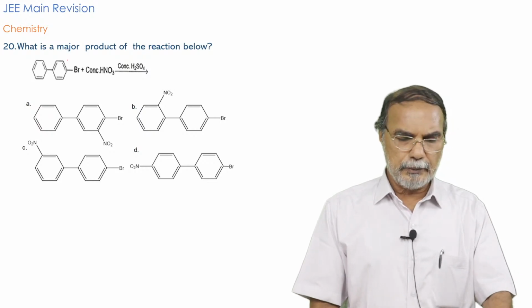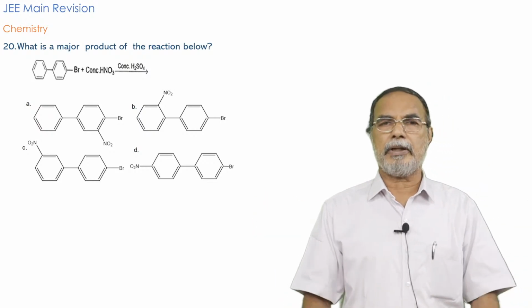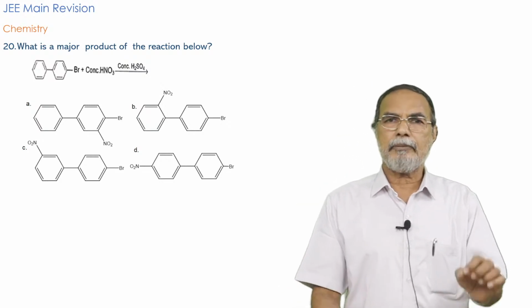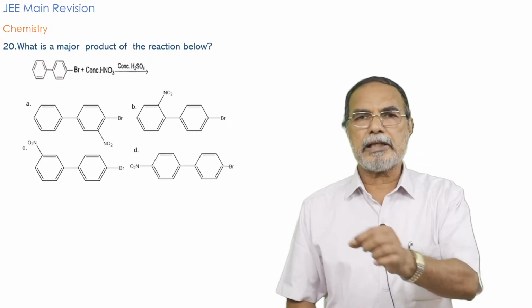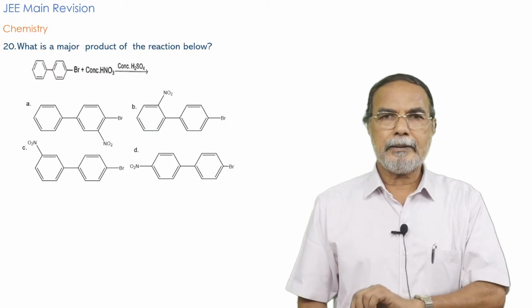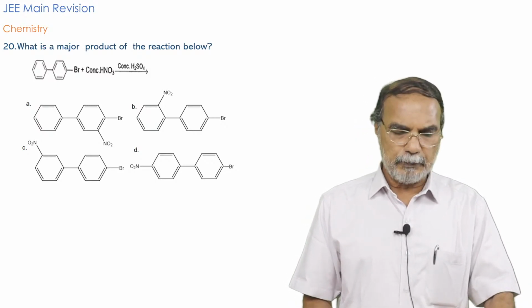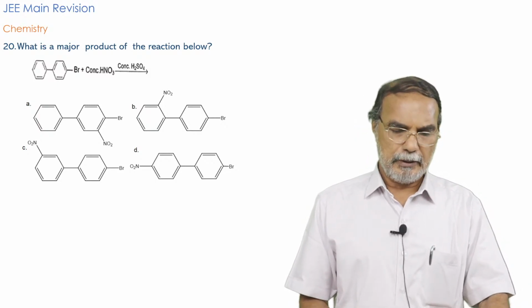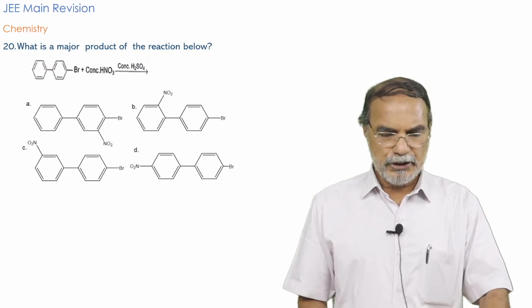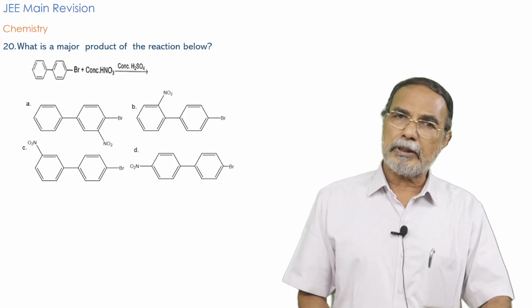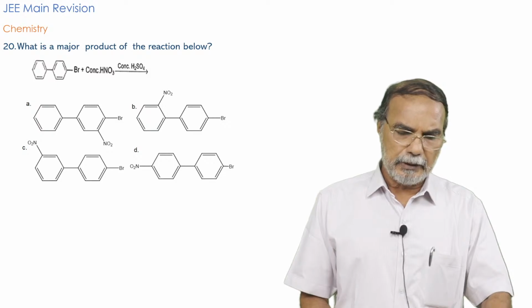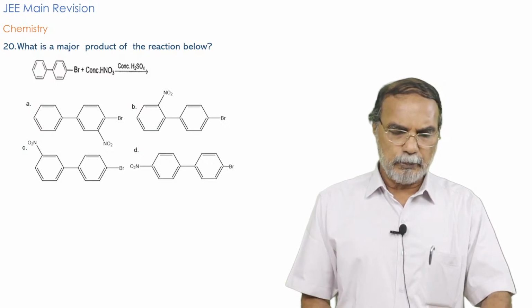So this benzene ring, which is not deactivated, will be the ring in which the nitration reaction takes place, and the nitration will preferentially take place at the para position, because the ortho positions have steric hindrance, and moreover has the electron displacement effect from the para bromophenyl group.